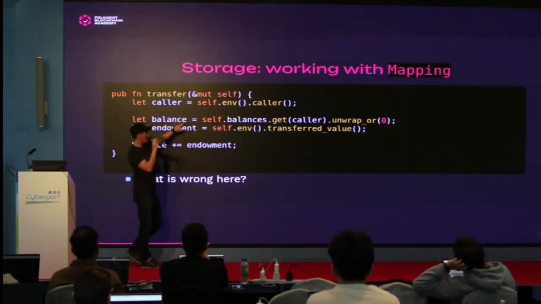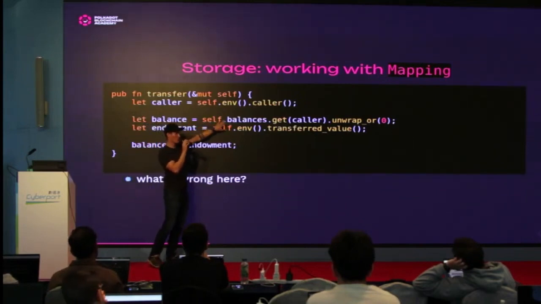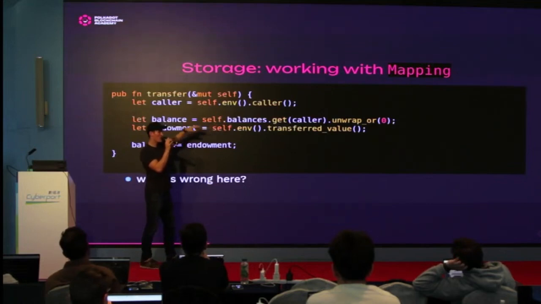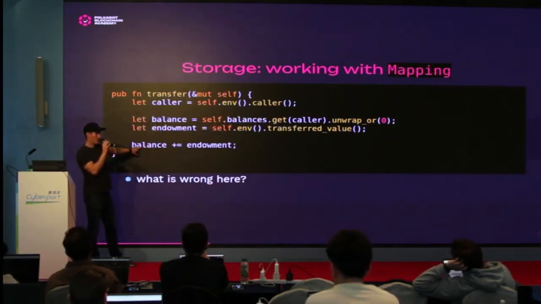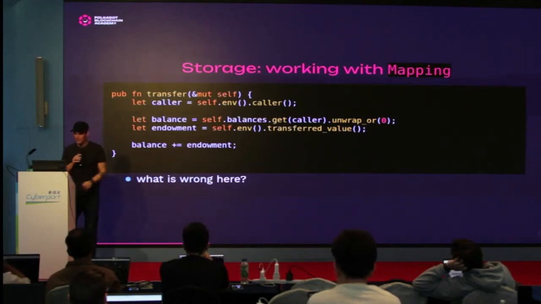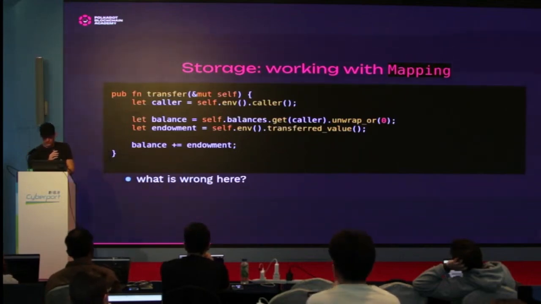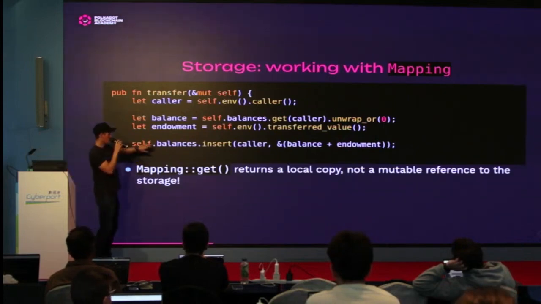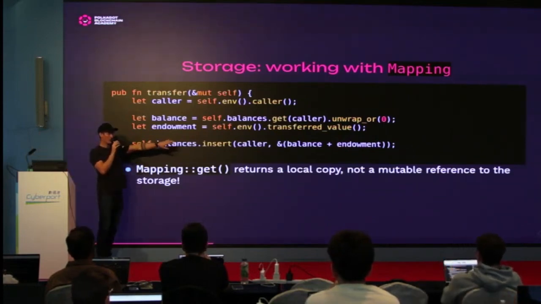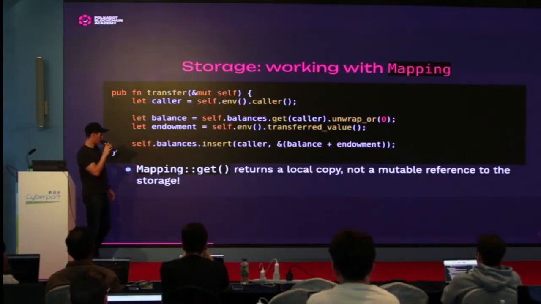So you do not get a pointer or even a mutable pointer, not even a pointer to that value. You get an exact copy of this value. So this is not going to write to storage. Instead, this is what you would want to do: you need to explicitly rewrite whatever lives under that key.